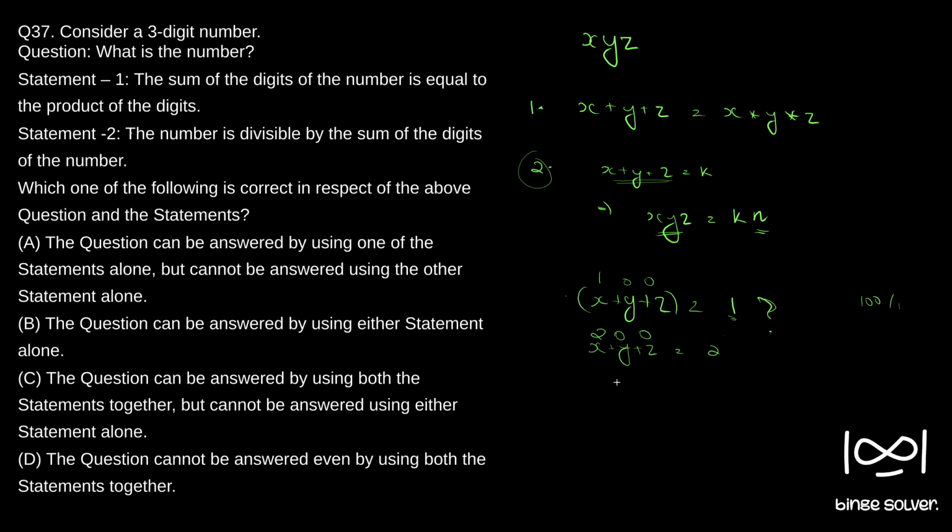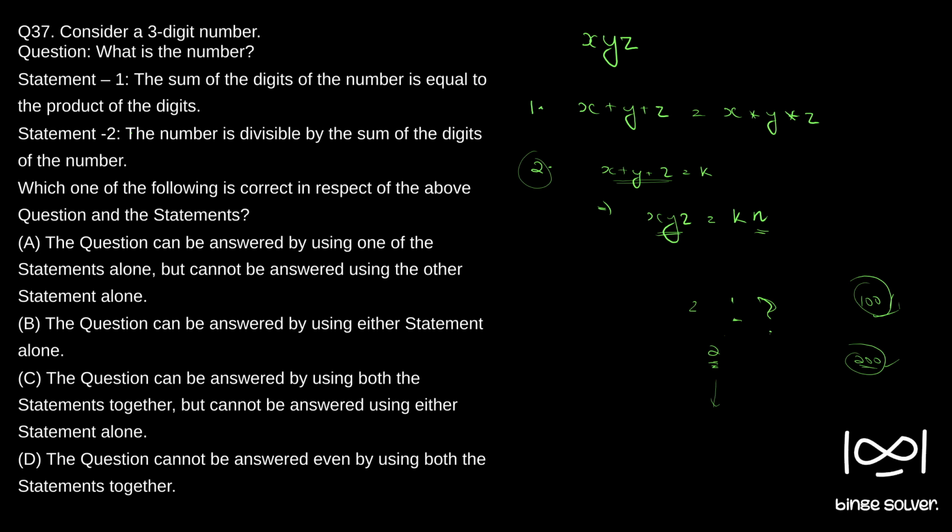So even when the sum is equal to 2, we will get the number as 200. As you can see, if statement 2 alone was given, whether it is 100 or 200, we cannot know. So we will not be able to answer what is the number using statement 2 alone. We have already got two possibilities, 100 and 200, for when the sum is 1 and the sum is 2. We can check other sums and we will get multiple other options. So statement 2 alone will not help us to find the number.